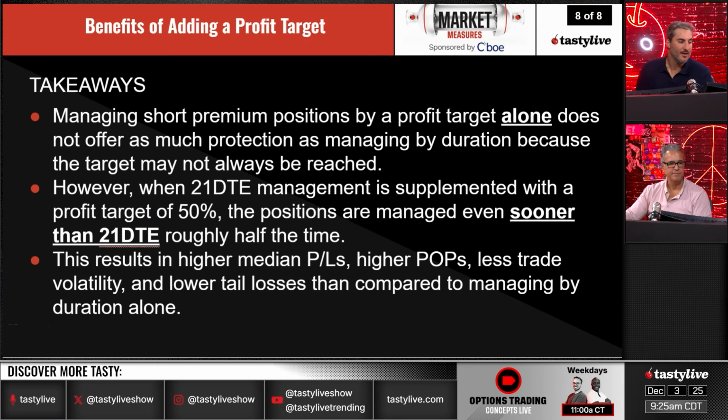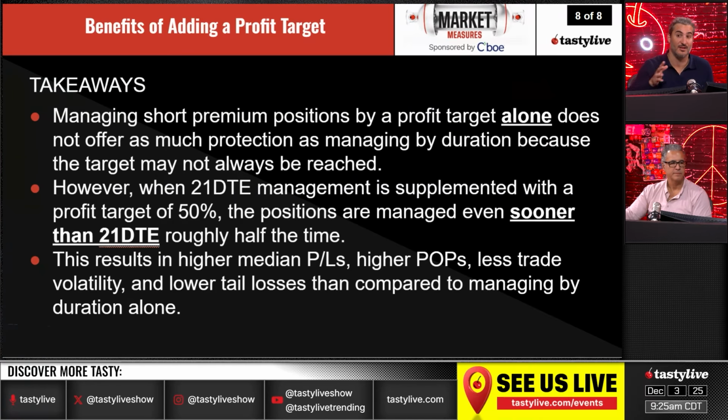Managing short premium positions by a profit target alone does not offer as much protection as managing by duration, because the target for profit may not always be reached. If you think about this, even if you extend the profit target, so if you're looking for 70%, let's say, it's going to be even wider. As your expectation for profit gets higher, your deviation is going to be much, much wider on your P&L.